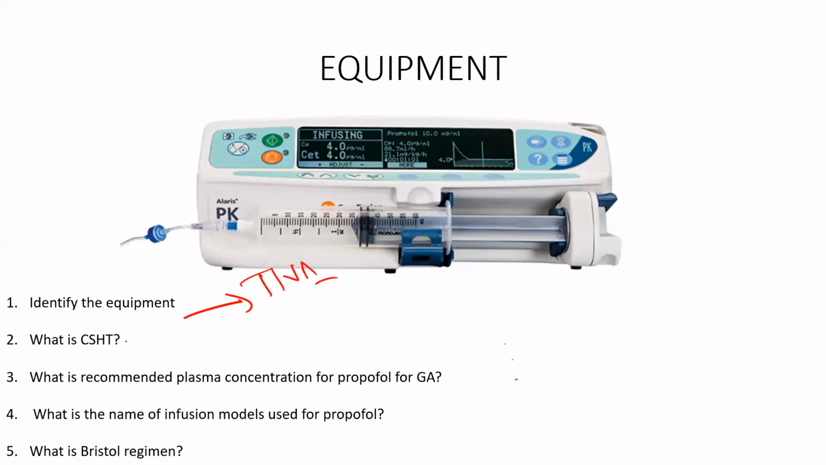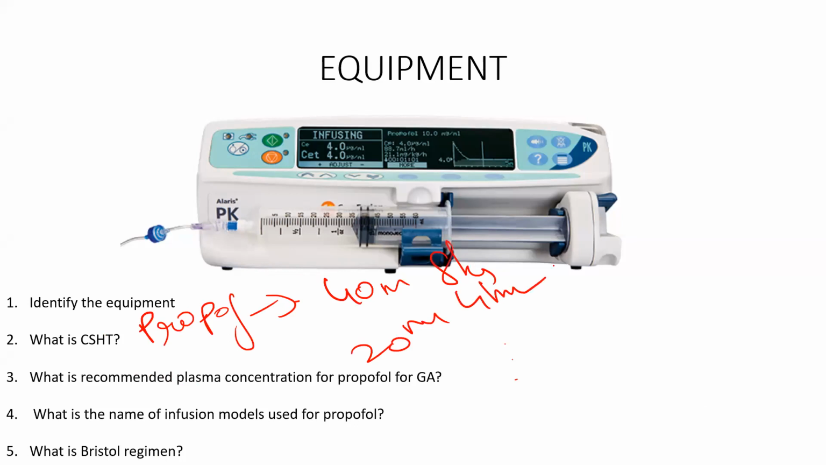Good. What is CSHT? Context sensitive half-life. Okay. I hope you know the definition of context sensitive half-life, so I'm not going to ask you. What is the context sensitive half-life of propofol? 40 minutes for 8 hours. If it is less than 3 hours, it is 20 minutes. 10 minutes for 4 hours.